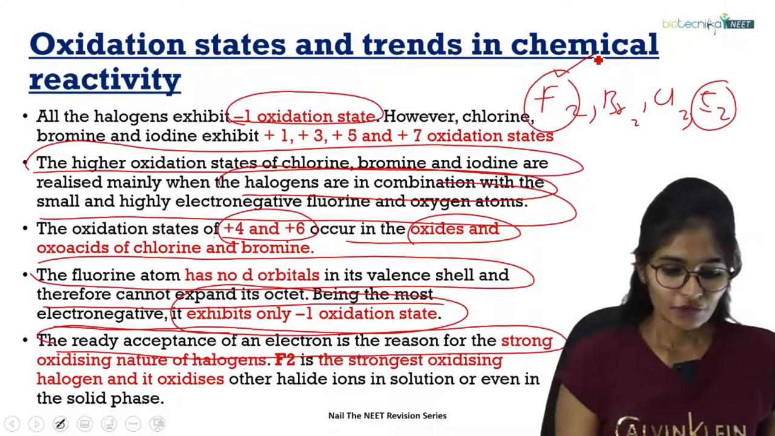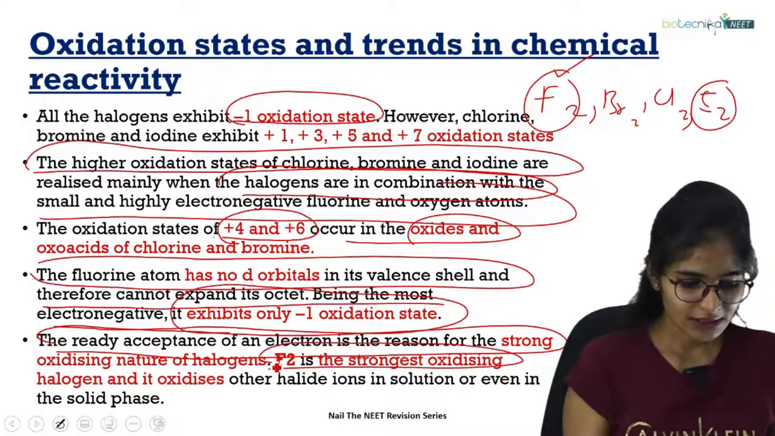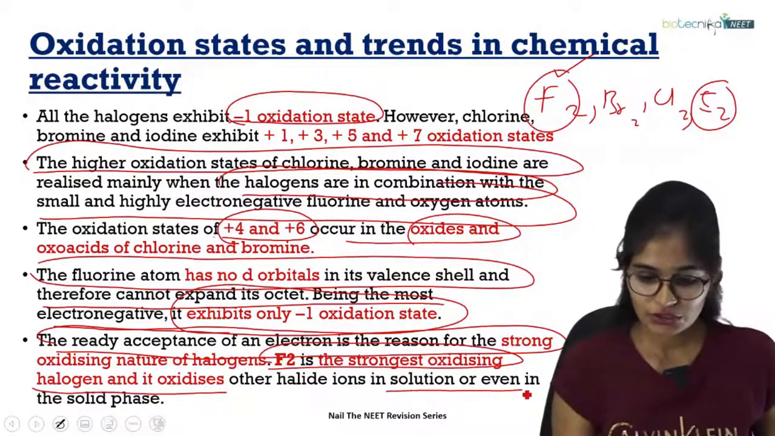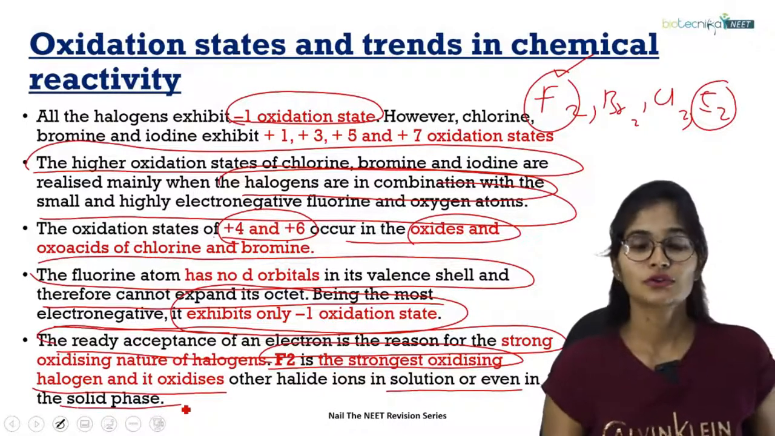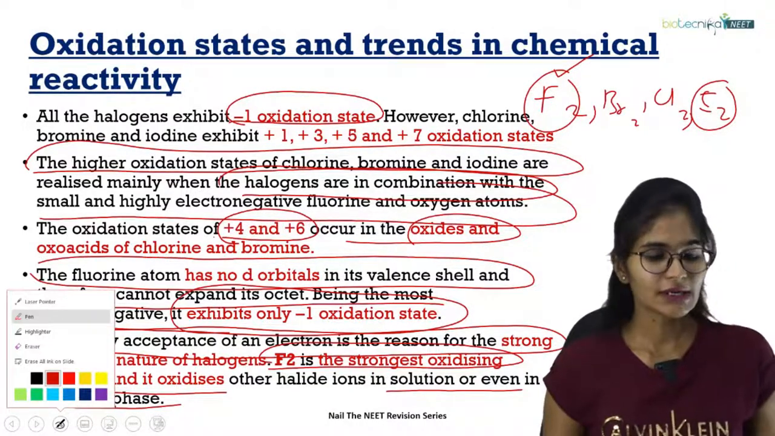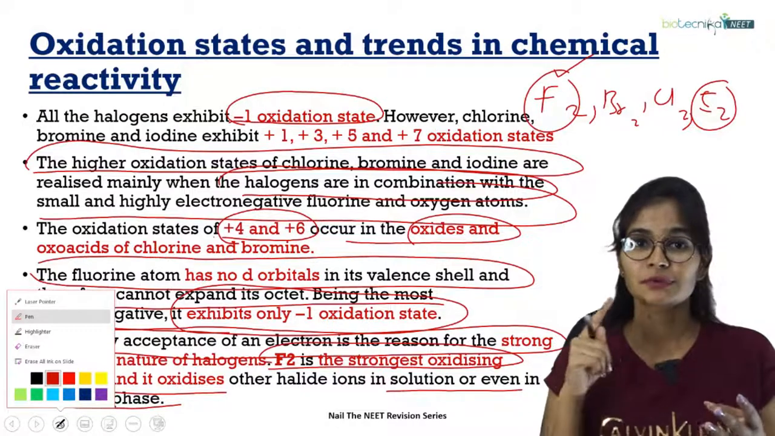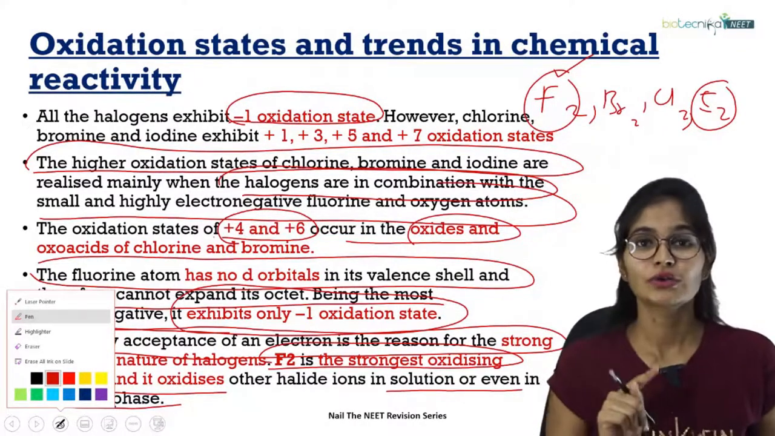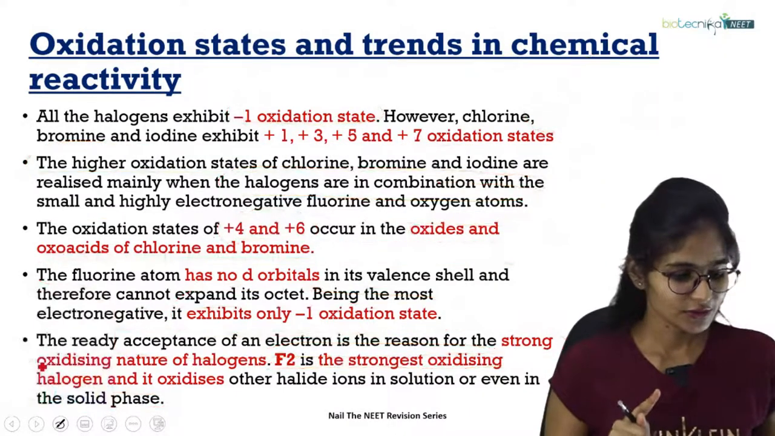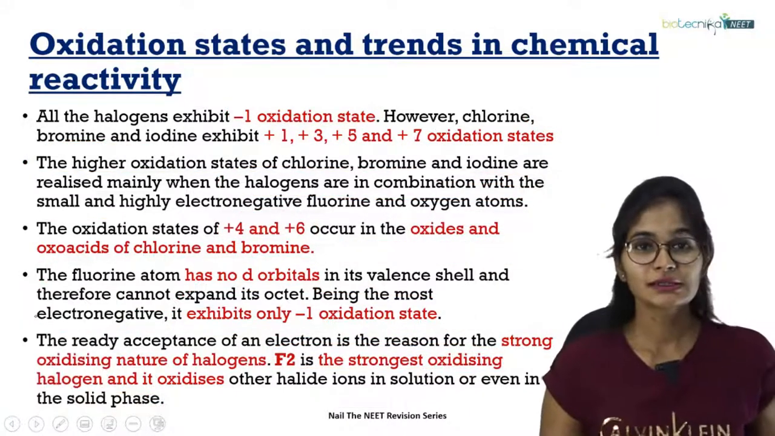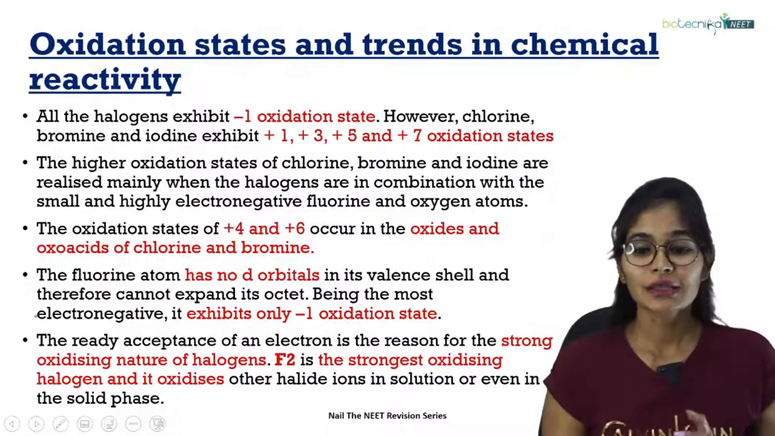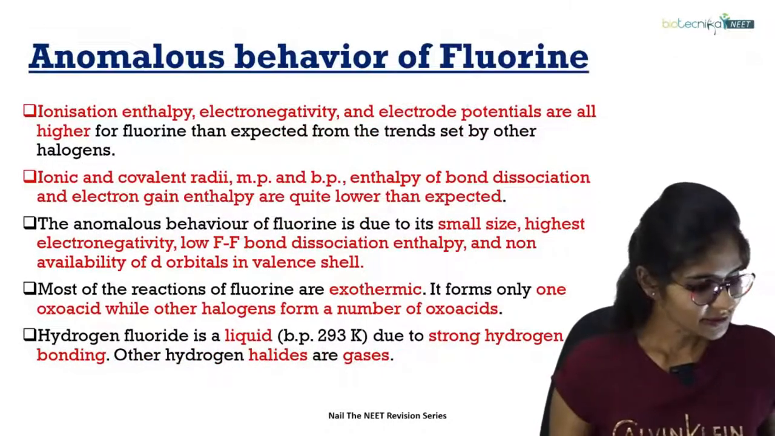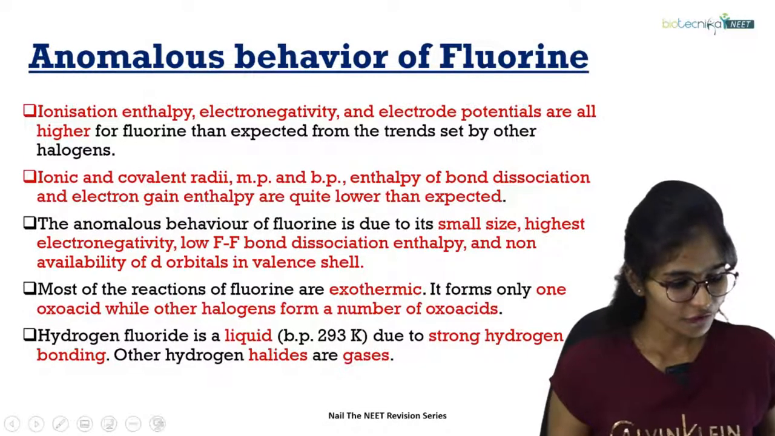So F2 is the strongest oxidizing agent among the halogens, and it oxidizes other halide ions in solutions or even in the solid phase also. The main reason for the oxidizing nature of fluorine is its small atomic size and its higher reactivity, that is, electronegativity also. So this is the overall picture of the oxidation state and chemical reactivity of group 17 elements. Next, coming to the anomalous behavior of fluorine.